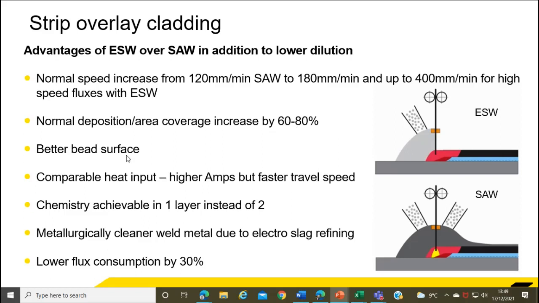Okay. The surface of the bead is better, again by nature of the electroslag melting. There are less ripples in the surface; it's a smoother surface using that kind of process. Even though you're using very much higher amperage, the heat input equation calculates to be the same or even less, because you're putting more amps in, but you're going very much faster. So obviously you end up with a heat input that's relatively the same.